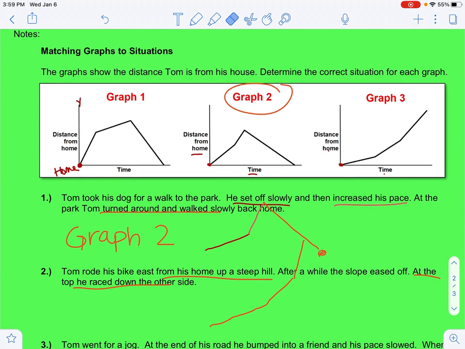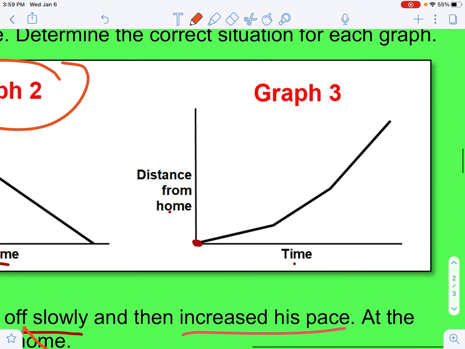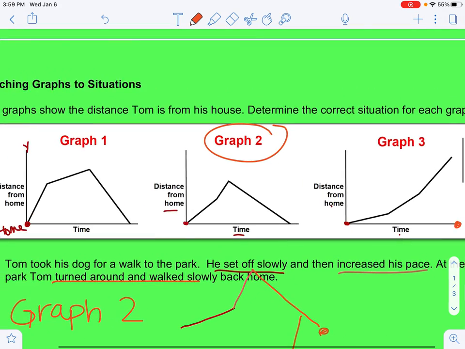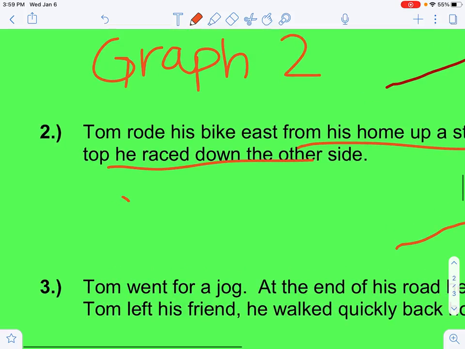Alright, so if we look at graph 1 and graph 3, which one do you think it is? Yes, graph 3, because it never told us that Tom goes back home, so we don't need to expect our line to come all the way back to the x-axis like it does in graph 1. So our answer for number 2 is graph 3.